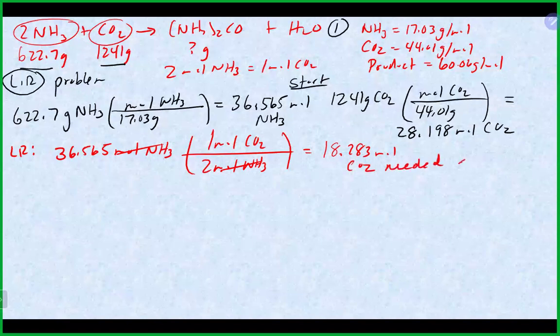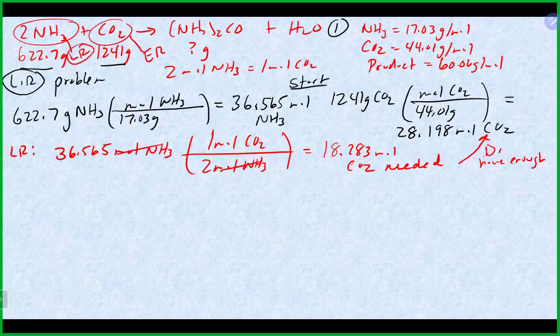I'm going to compare that to the CO2 I'm starting with, and I can see I do have enough. So because I do have enough, that means that the CO2 here is our excess reagent. By default, our limiting reagent would actually be the NH3. Any question on how you determine that there?